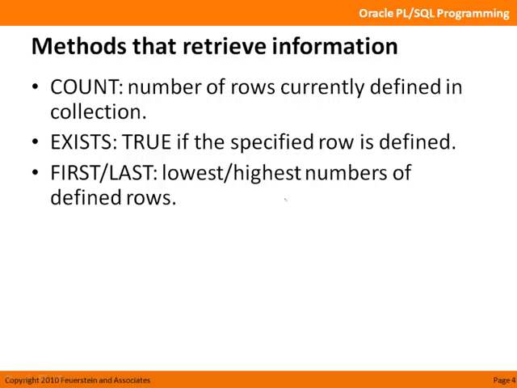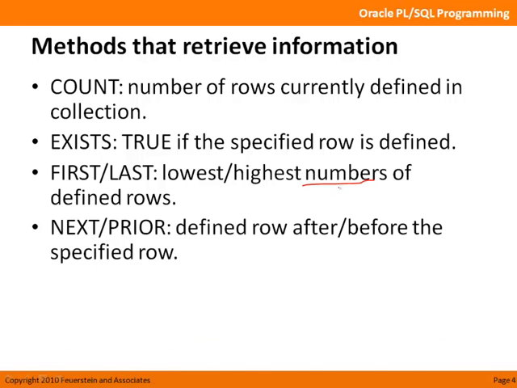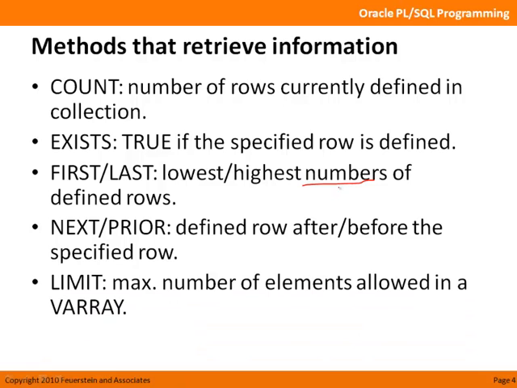First and last return the lowest and highest index values of the defined rows. They can actually be numbers or strings. So the lowest and highest defined index values. Next and prior move you to or return the next, the highest up, or the previous, the next lower index value that is defined in the collection. Limit tells you the maximum number of elements allowed in a V-array.